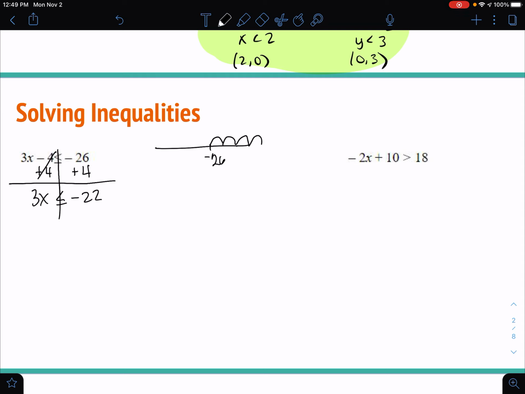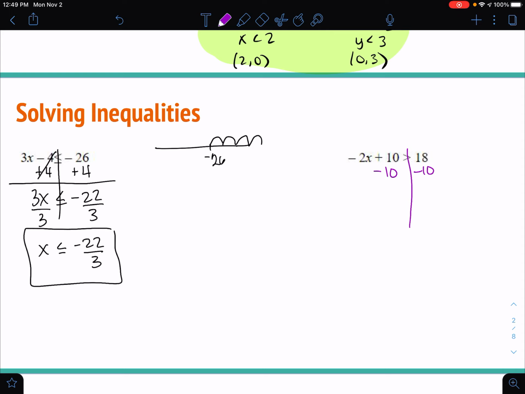And then we're going to get rid of the 3 by dividing by 3. So that leaves me with x is less than or equal to negative 22 over 3. We can just leave it as the fraction, because if I don't, it's going to become a really long decimal. All right, let's try this one.